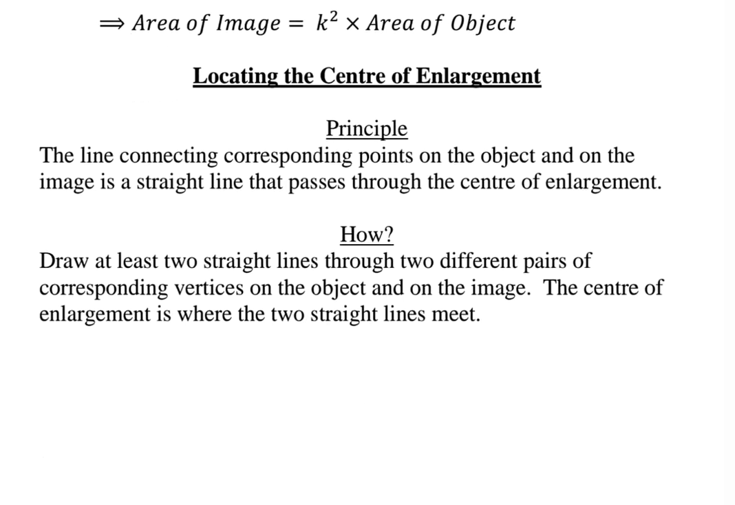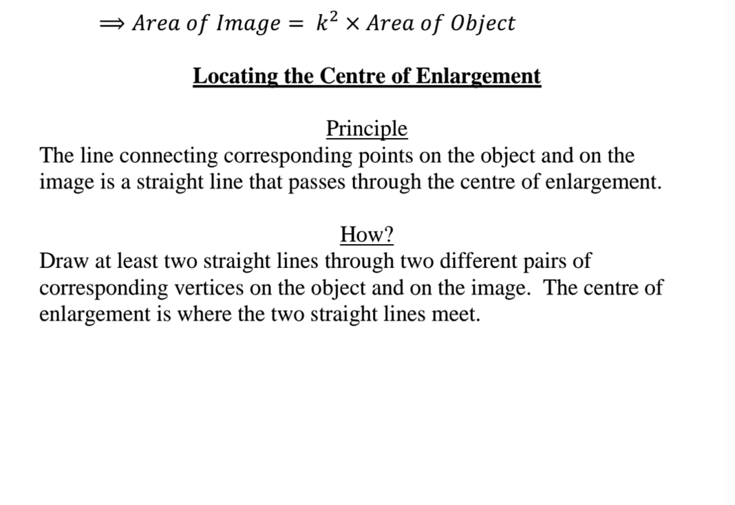We need to know how to locate the center of enlargement. And I would start off by saying to you that the line connecting corresponding points on the object and on the image is a straight line that passes through the center of enlargement. As we have seen before, the straight line that connected C prime, C double prime, and C triple prime must pass through the center of enlargement. So we can use that principle to locate the center of enlargement.